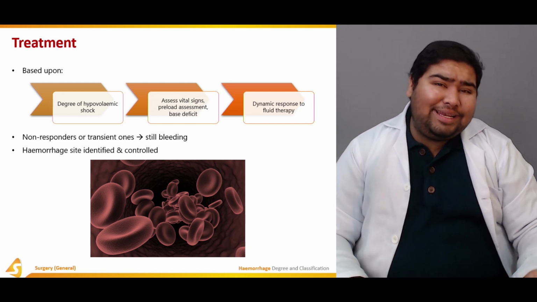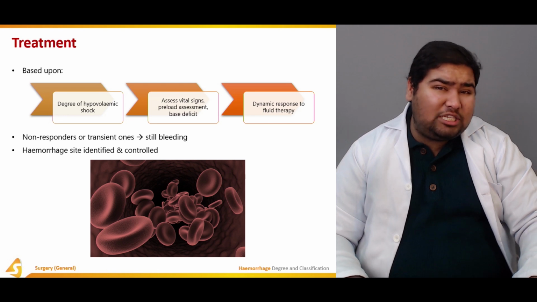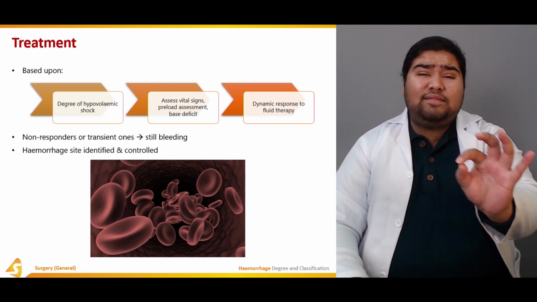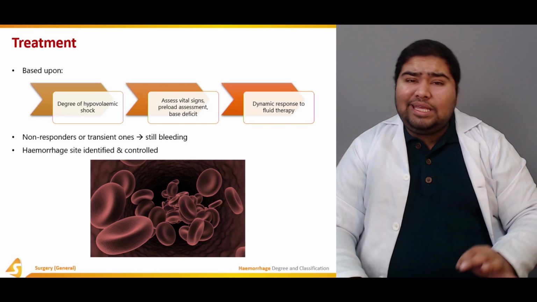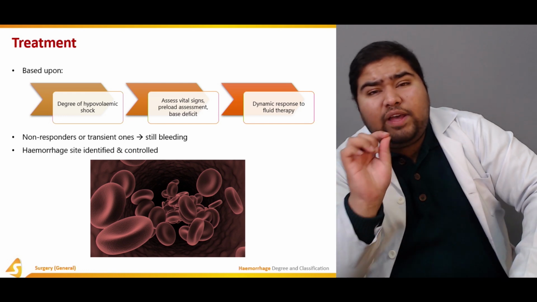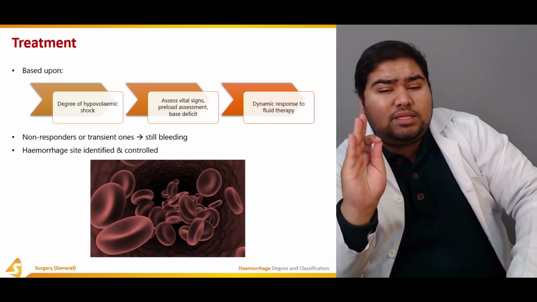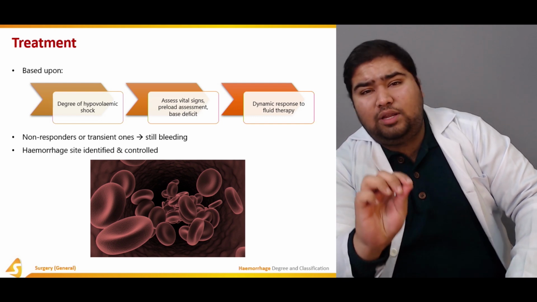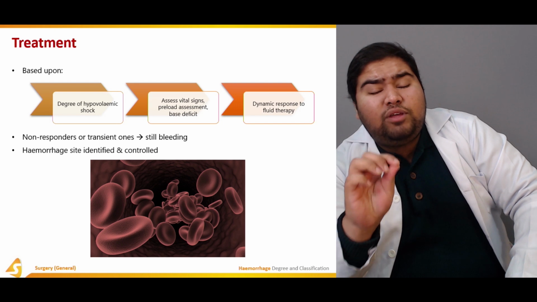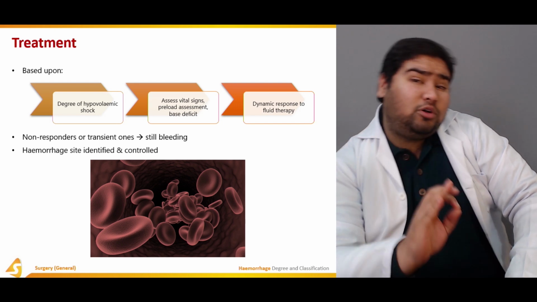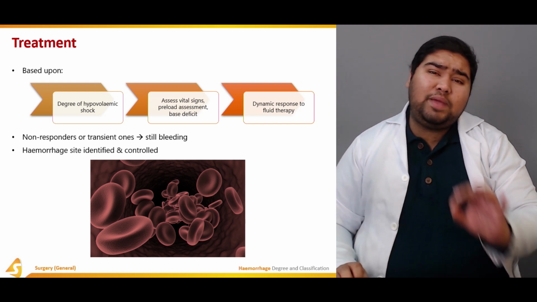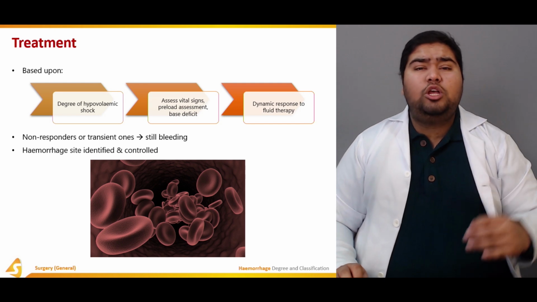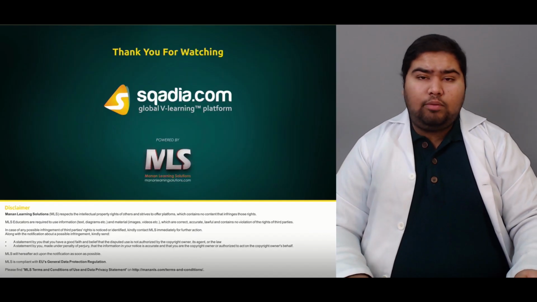Now the identification of the hemorrhage site in these patients and control of the hemorrhage site is very important. That is the keystone. If you identify and control the hemorrhage in these patients, in these non-responders, you can make them responders. So dynamic fluid therapy, very important. Again, the response to dynamic fluid therapy, even more important. So that is how you manage your patient.